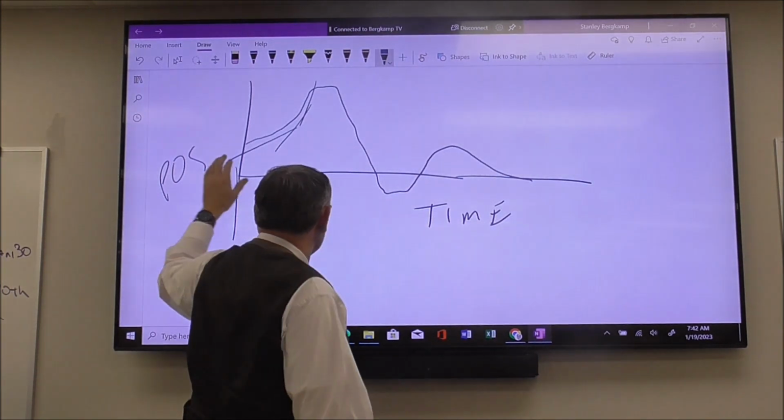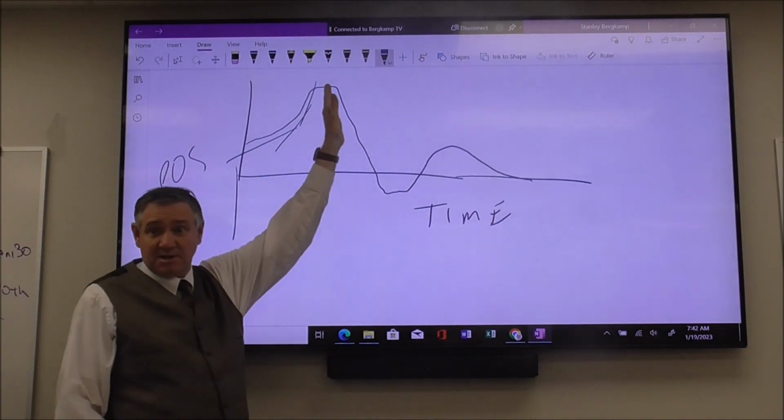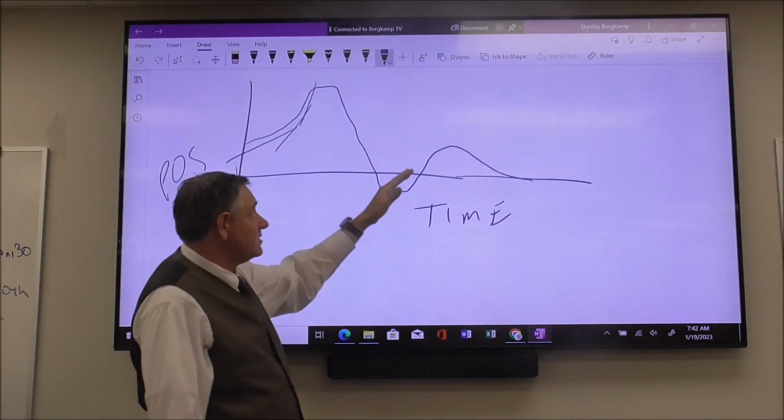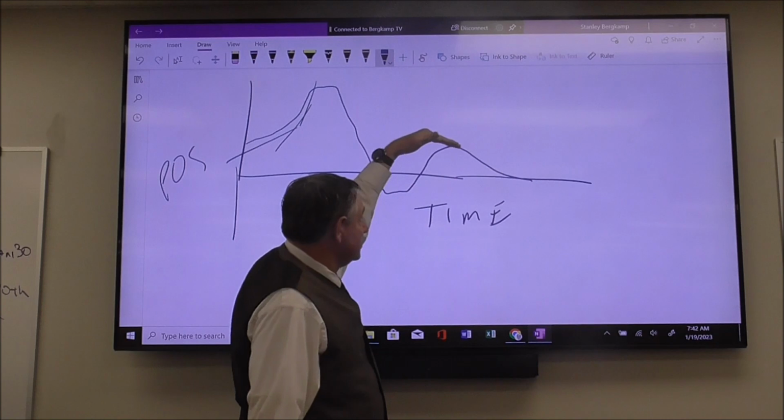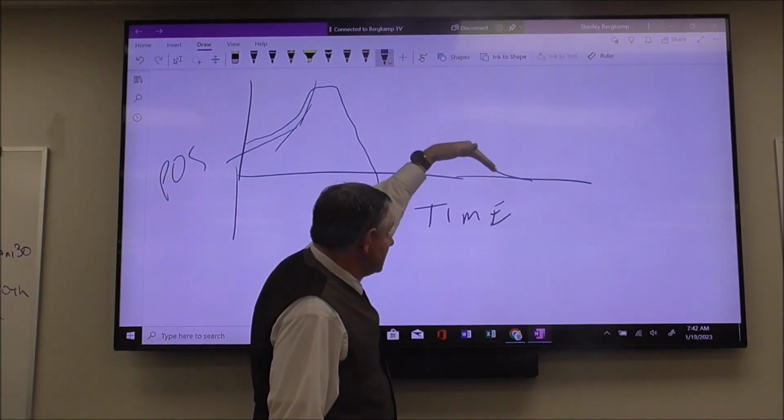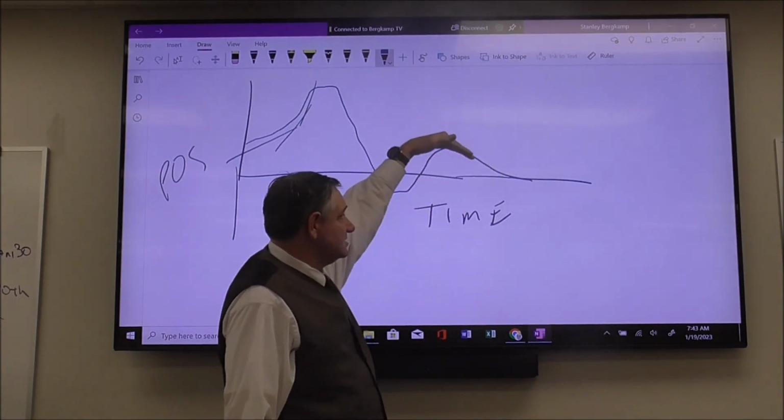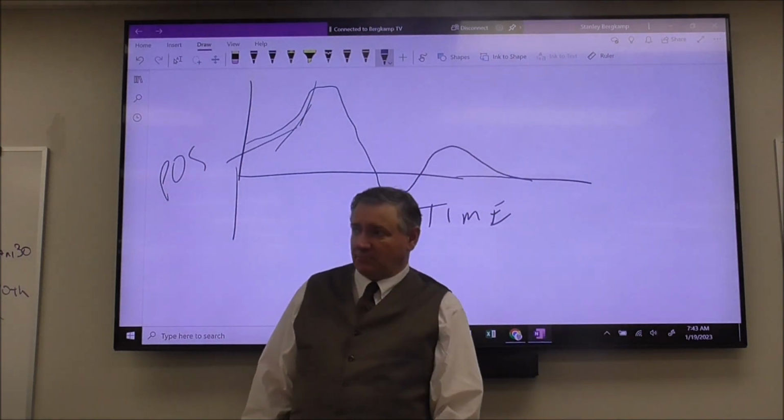And here I'm speeding up because the line is becoming more steep. Here I am slowing down. So I started off, okay, I'm going to kind of speed up, and then I'm going to slow down because of the fact that that line is becoming more shallow.